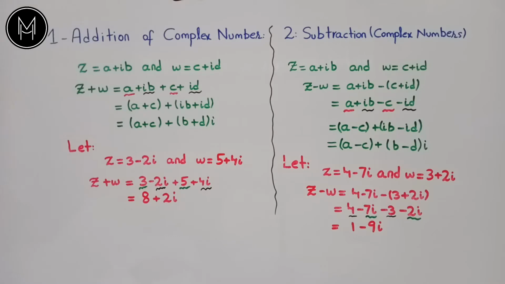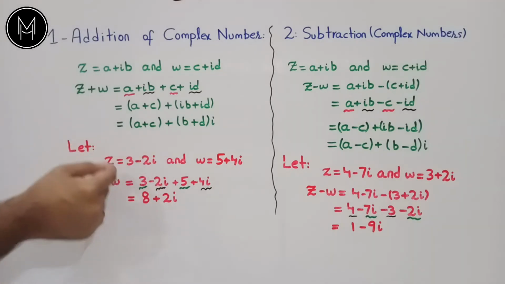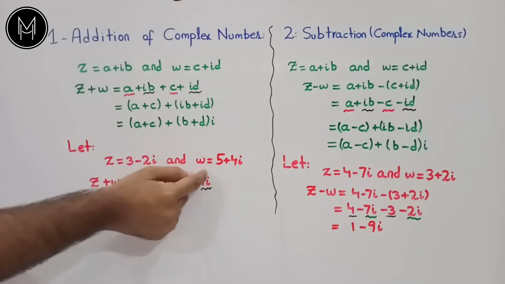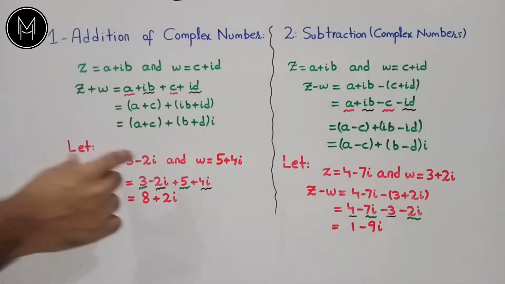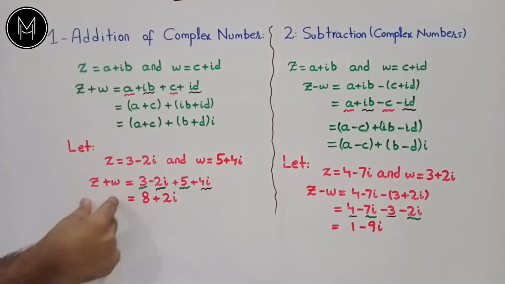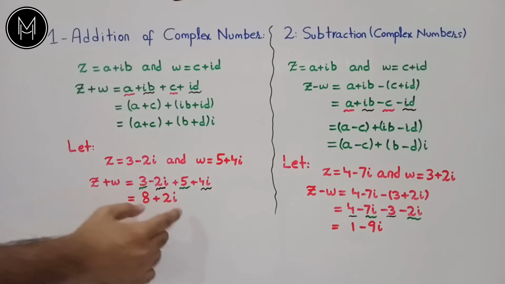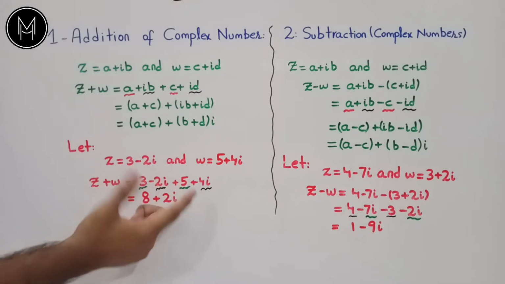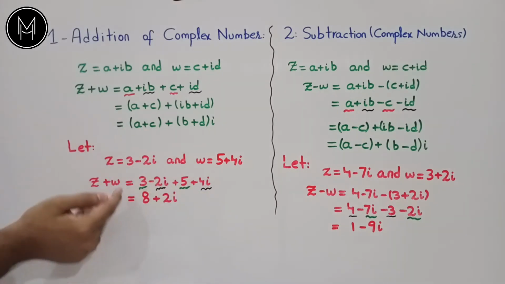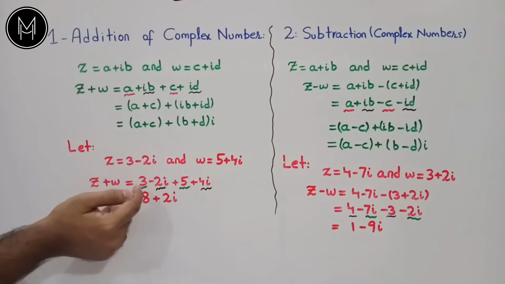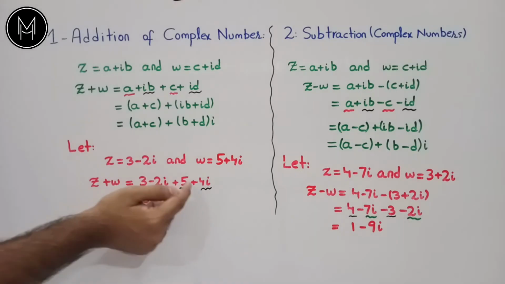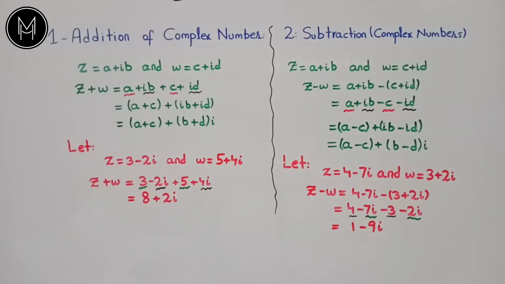For example, let we have two complex numbers, 3 minus 2i that is equal to z and 5 plus 4i that is equal to w. So the sum of these two complex numbers would be equal to 3 minus 2i plus 5 plus 4i. Now keep in mind we should add a real part into another real part and an imaginary part into another imaginary part. So look at this equation. What are the real parts and what are the imaginary parts? You can see 3 and 5 are the real parts of this equation and minus 2 and positive 4 are the imaginary parts of this equation.